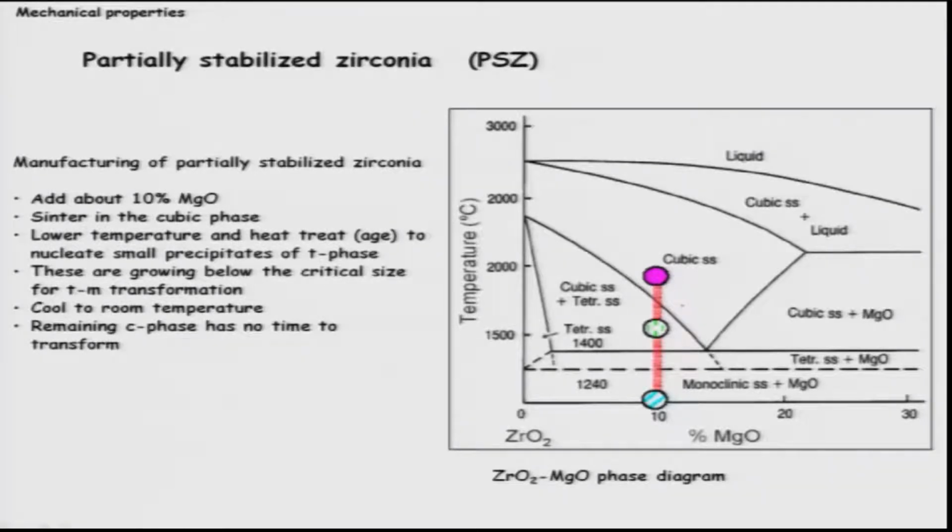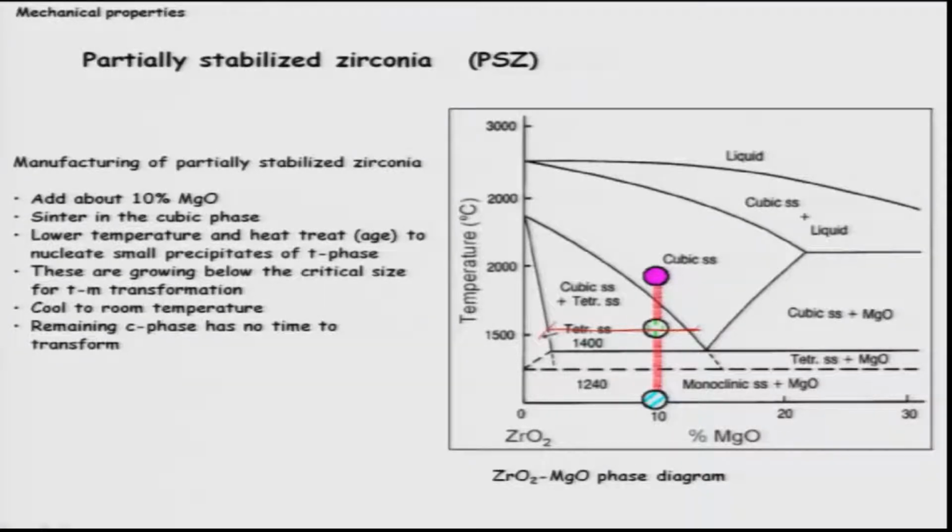Now, the way of doing the microstructural engineering is just what I discussed. If I take the zirconium oxide, 10% magnesium oxide sample, heat it up to about 2000 degrees Celsius, it will be completely cubic phase. Once it is intermediately cooled to about 1500 degrees Celsius, part of the cubic phase will be transformed to tetragonal, not all, and that can also be determined using these tie lines, how much will be tetragonal, how much will be cubic.